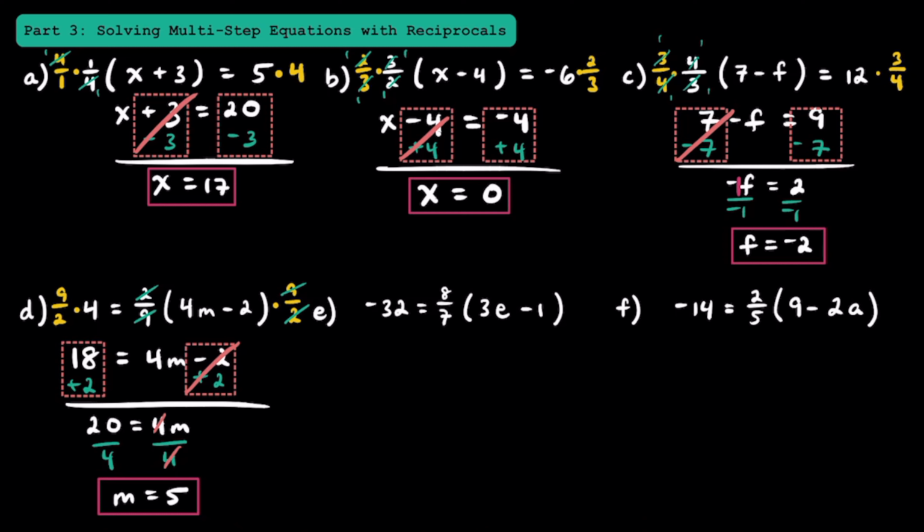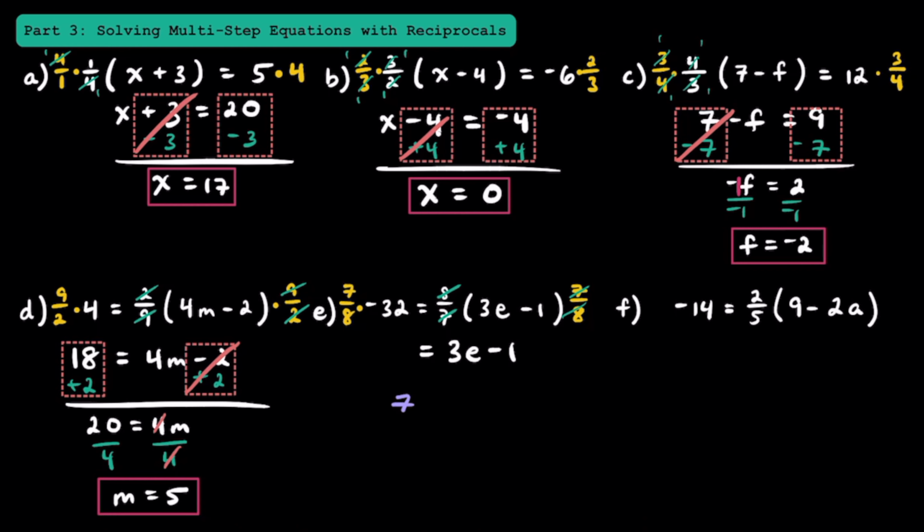In E, we have negative 32 is equal to 8/7 times the quantity of 3e minus 1. Distributing 8/7 would be really messy, so we're going to multiply both sides by its reciprocal of 7/8. On the right side, the 7/8 and 8/7 are going to cancel out to make 1, so we can simplify the right side to just 3e minus 1.